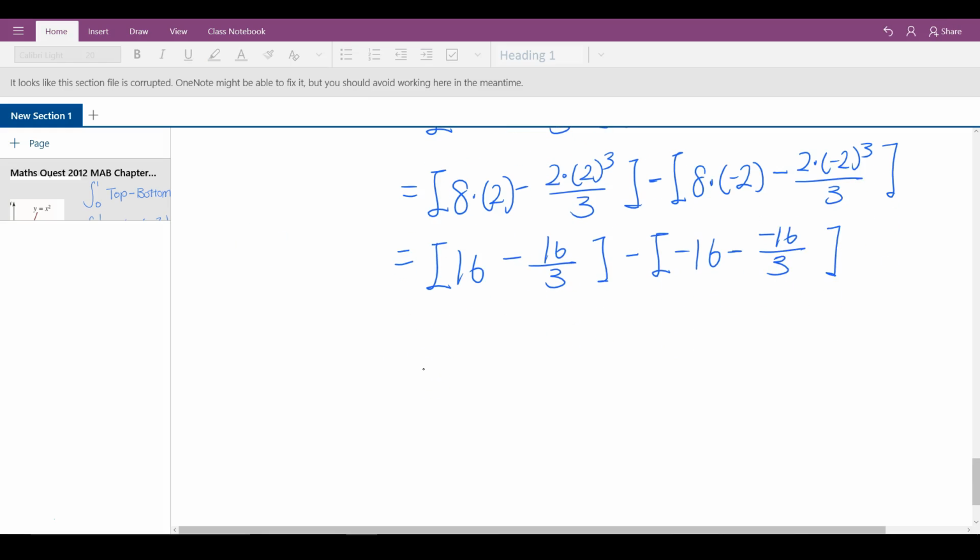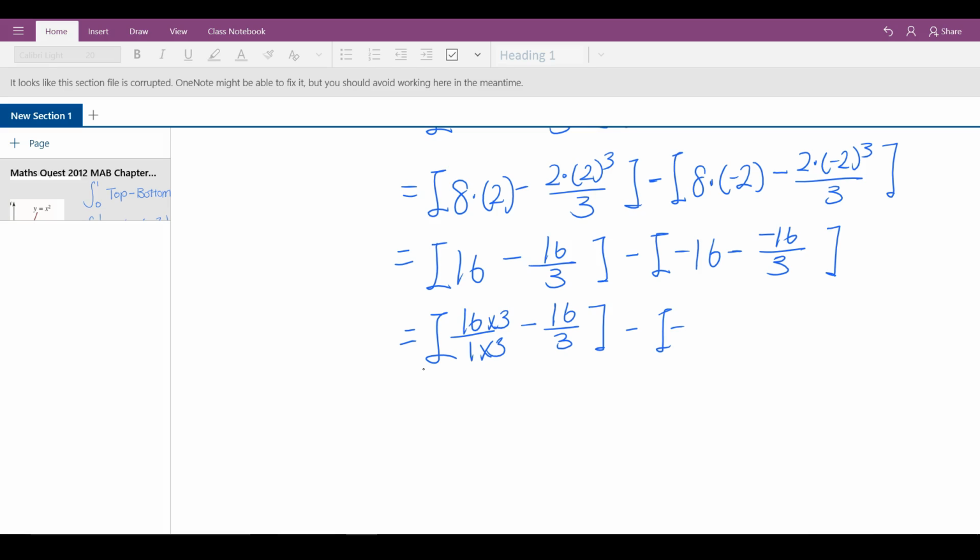Alright, let's do times 3 minus 16 over 3. The other one doesn't have to do it. We don't have to times 3 by anything because we are trying to get a common denominator of 3. So don't do anything to the 16 over 3. And then we minus 16 over 1 times 3 here. Now, negative becomes a positive.